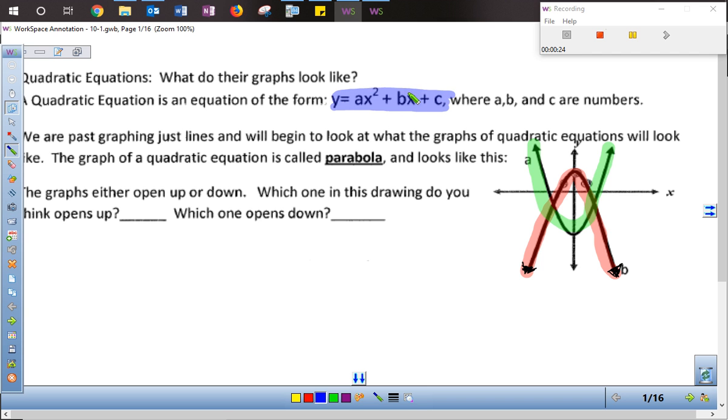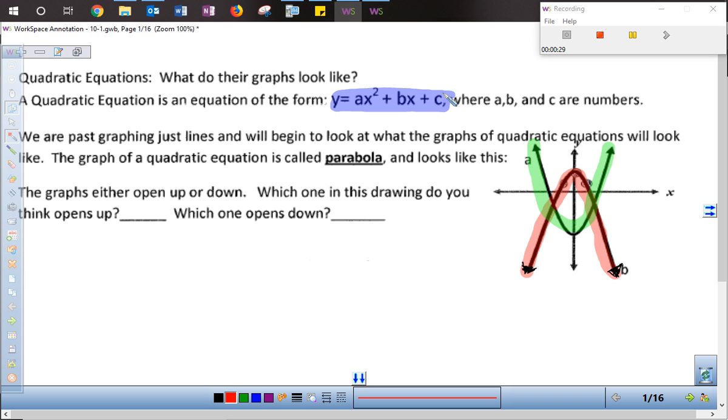So a, b, and c are all numbers. A is attached to the term with the x squared, b is attached to the term with an x to the first, and c is just the constant hanging out there by itself. So, in order to graph a quadratic equation, we want it to be in this form because it's easiest to see what we're working with.